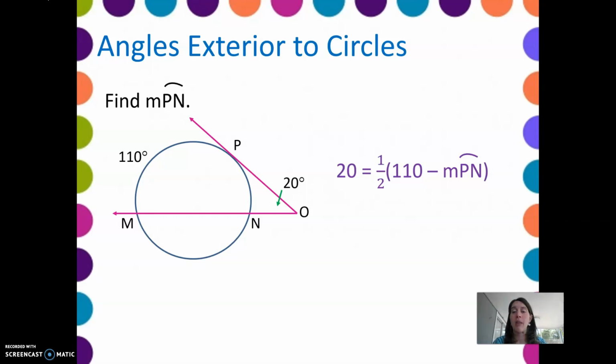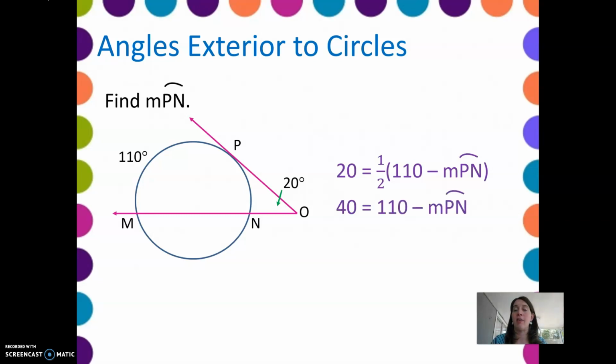The first thing I want to do is get rid of that 1/2 that I have right in front of our parentheses. Now, something in front of a parenthesis does mean multiplication. So how do I cancel multiplication? I'm going to divide. Well, if I divide by a fraction, what technically is happening is I'm going to multiply by the reciprocal. So I'm going to take both sides of our equation and multiply by 2. 20 times 2 gave me 40.